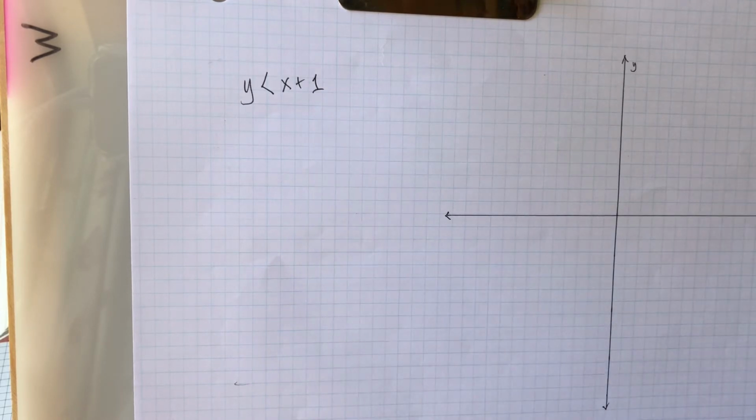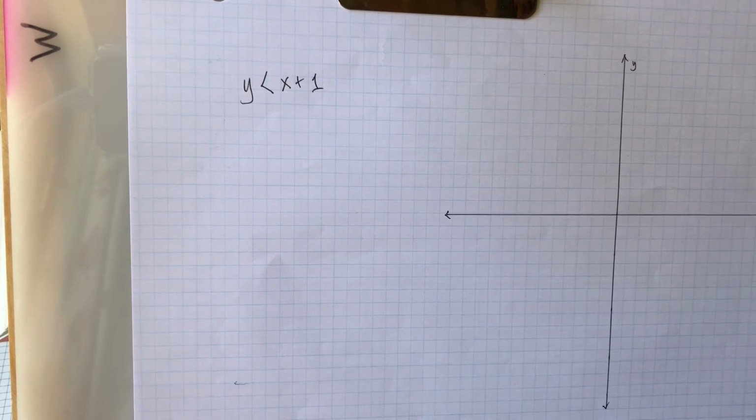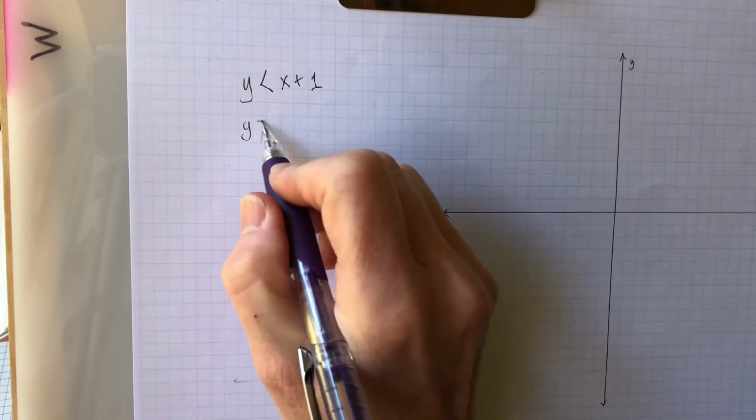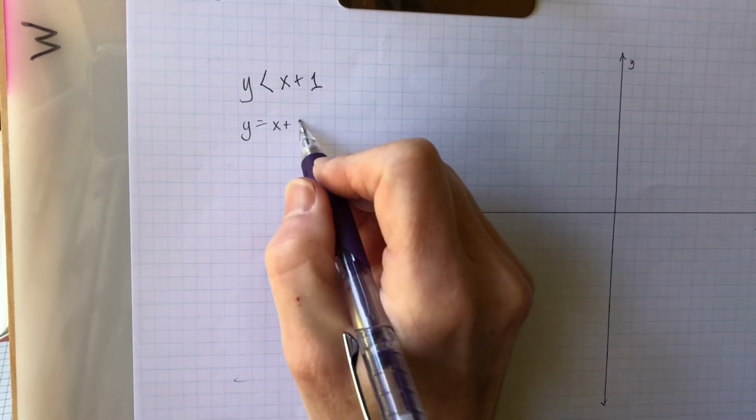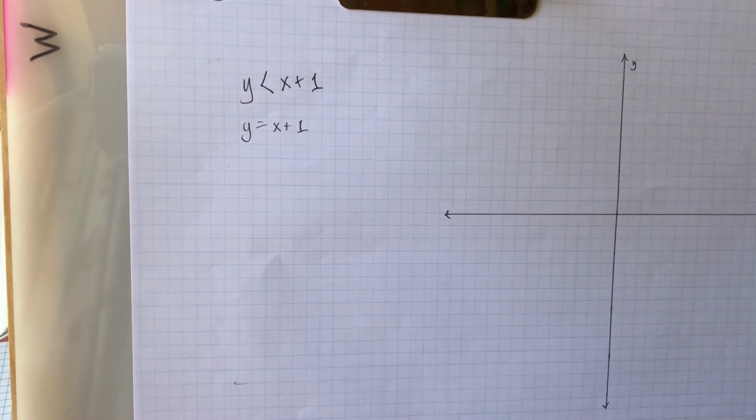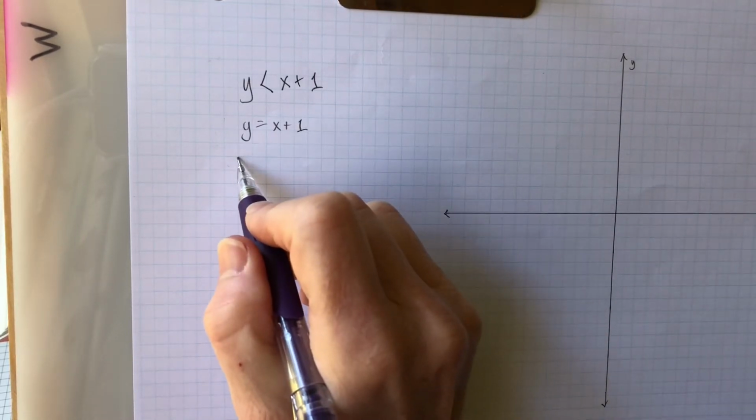So for the first step, we're going to just rewrite this as y equals x plus 1. This is just a temporary rewrite to make plotting points easier. Step 2, we make a table of x and y values.